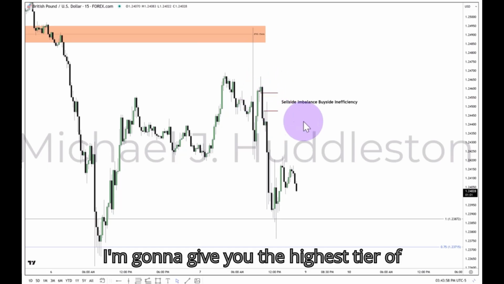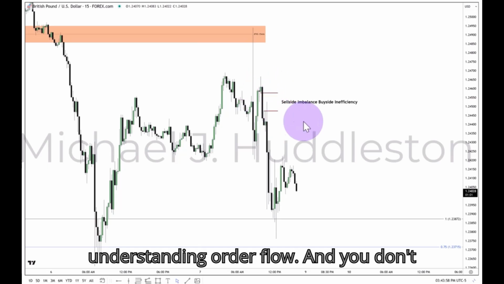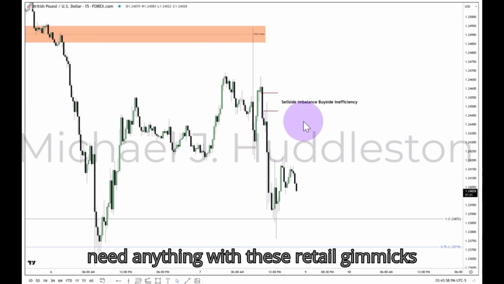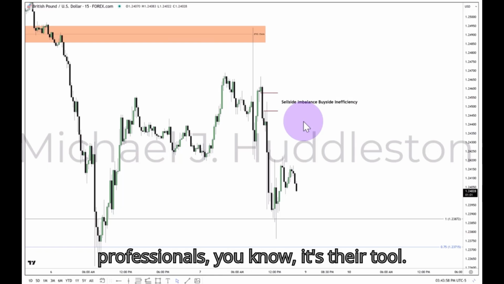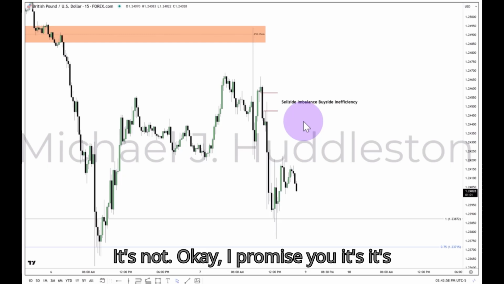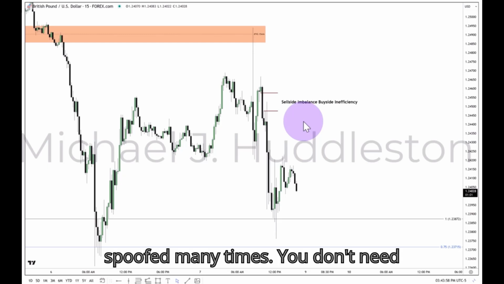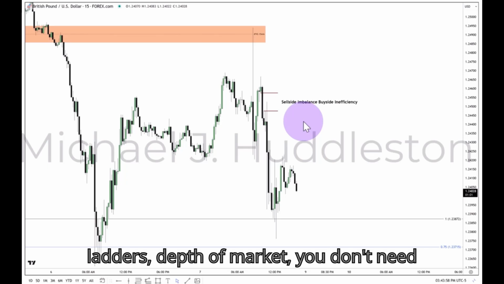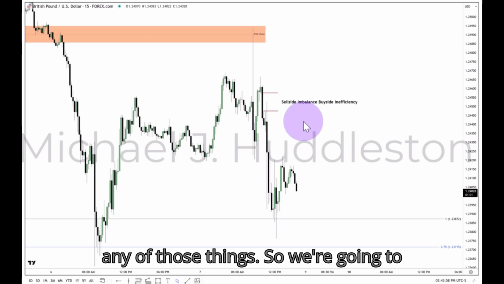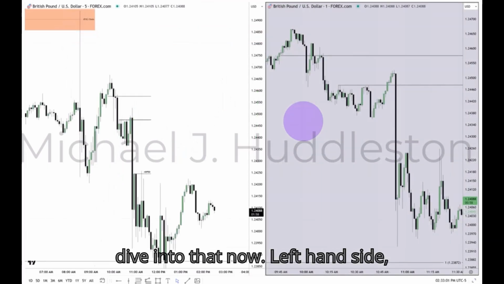I'm going to give you the highest tier of understanding order flow. And you don't need anything with these retail gimmicks like level 2 data. It sounds technical. It sounds like the professionals' tool. It's not. Okay, I promise you, it's spoofed many times. You don't need footprint. Okay, you don't need DOMs, ladders, depth of market. You don't need any of those things. Okay, so we're going to dive into that now.